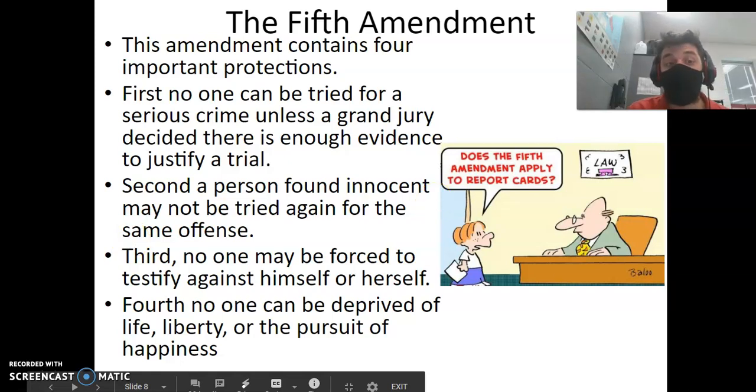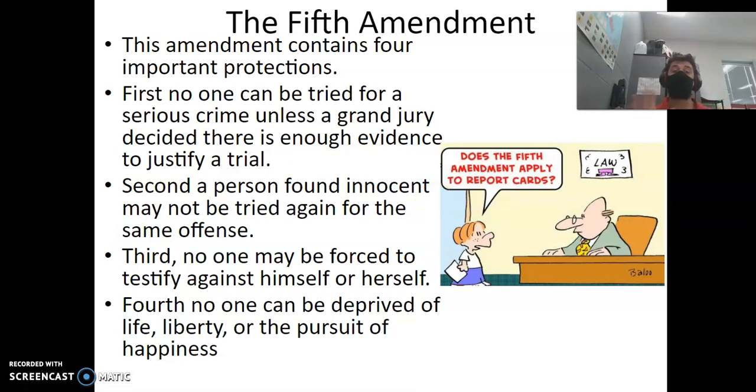The Fifth Amendment. The Fifth Amendment contains 4 protections. Like the First Amendment, it has multiple different things. The first one is no one can be tried for a serious crime unless a grand jury decided there is enough evidence to justify a trial. So basically, they get 12 random people. They collect a bunch of evidence, and they say, is there enough to press charges or have a trial on this case?